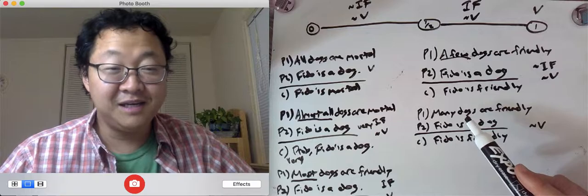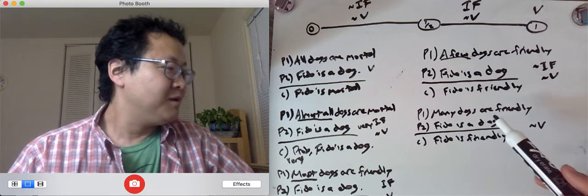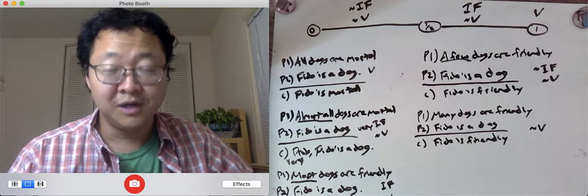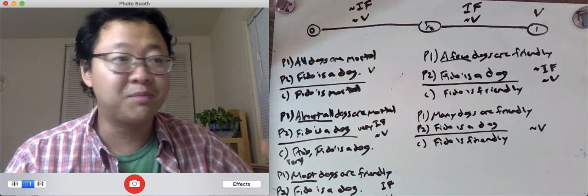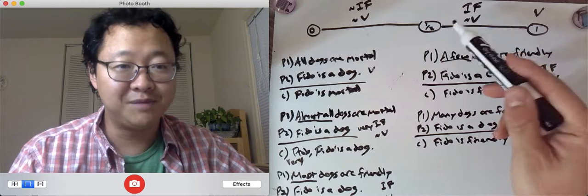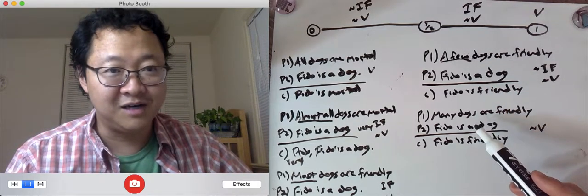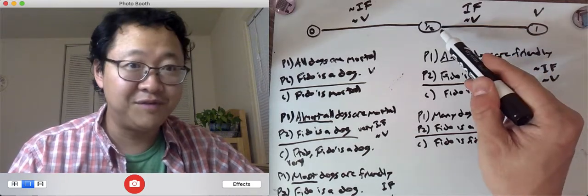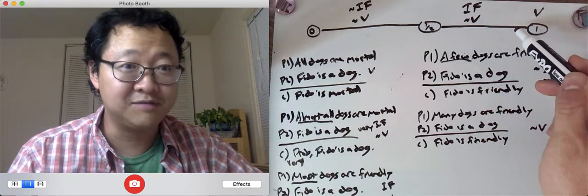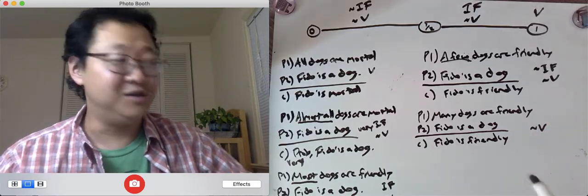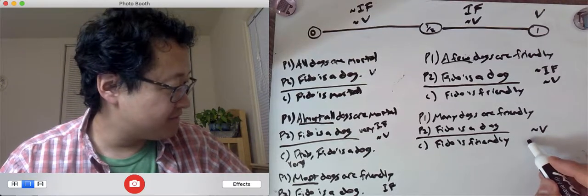Okay, but could this be inductively forceful? Well, inductively forceful means if the premises are true, the conclusion is probably true, where probably means over 50%. So does it follow that if many dogs are friendly and Fido is a dog, that there's at least over a 50% probability that Fido is friendly? The answer to that is no.